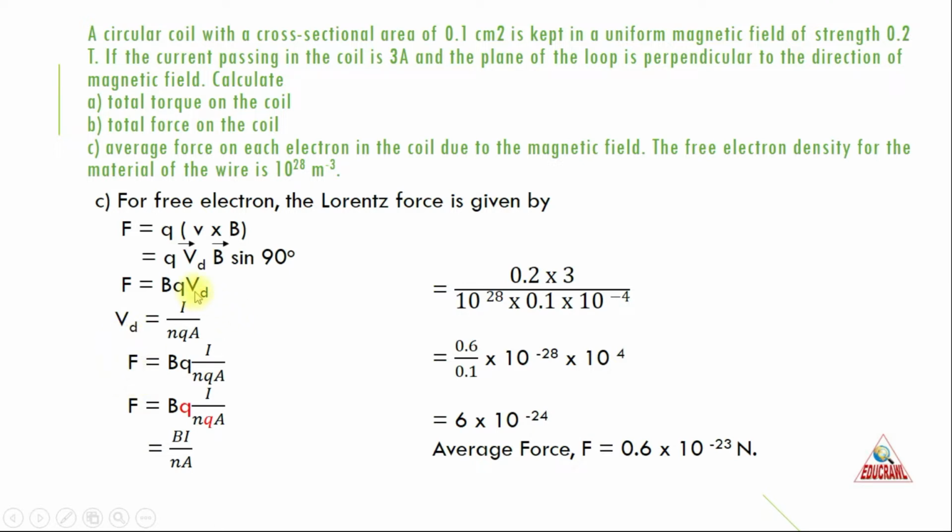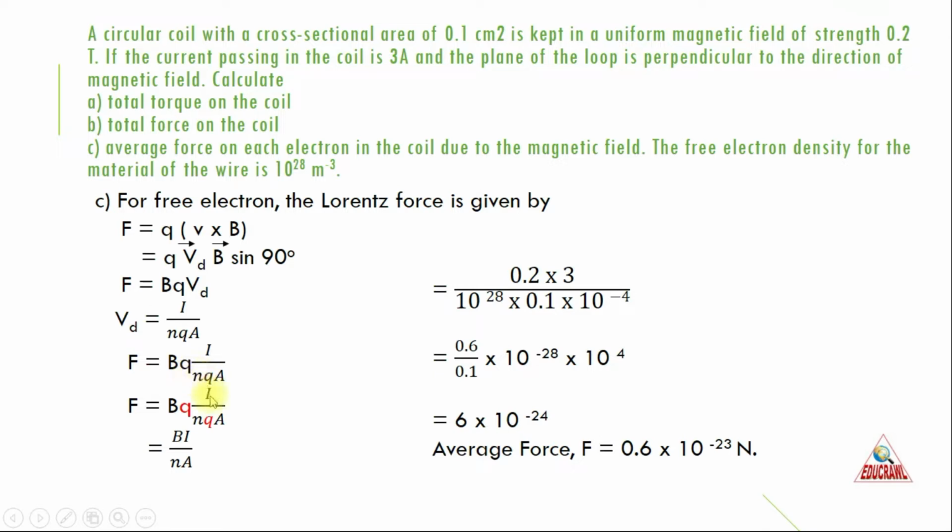Before that, for V we are substituting the expression for drift velocity. Already we know the expression for drift velocity as V is equal to I divided by NQA. This equation is got from the equation I is equal to NQAV. From that equation we are finding an expression for drift velocity, Vd is equal to I by NQA. When you substitute this in the above equation, we get the expression for force as F is equal to BQI by NQA.